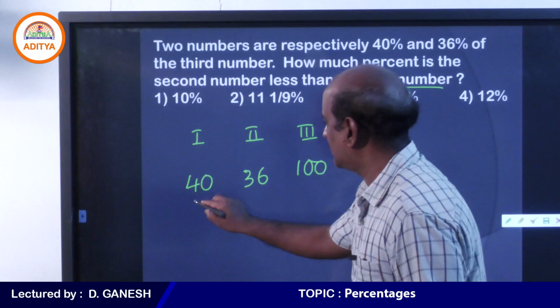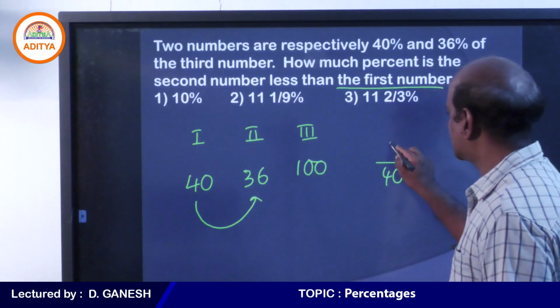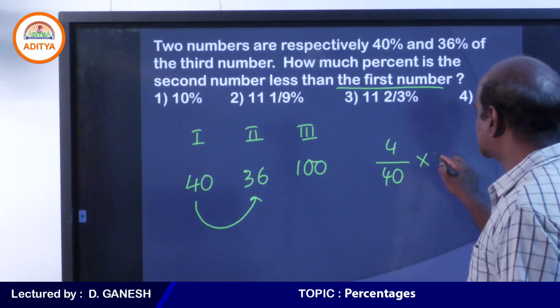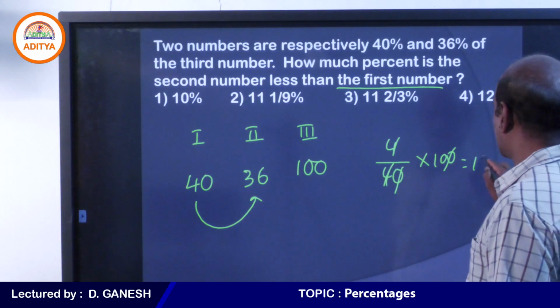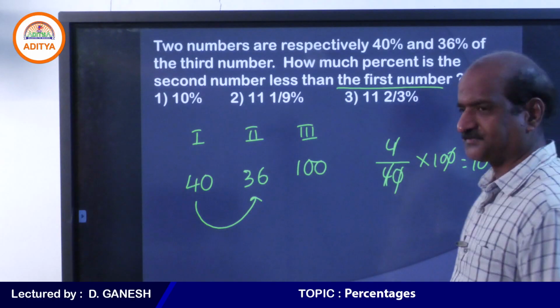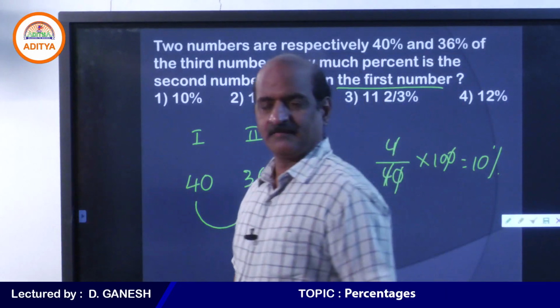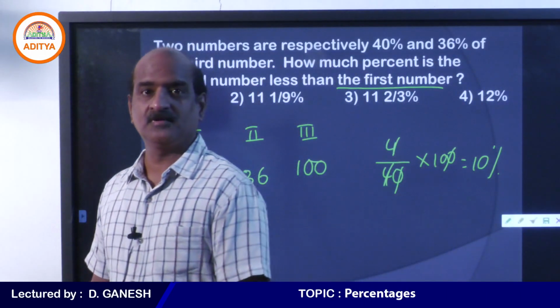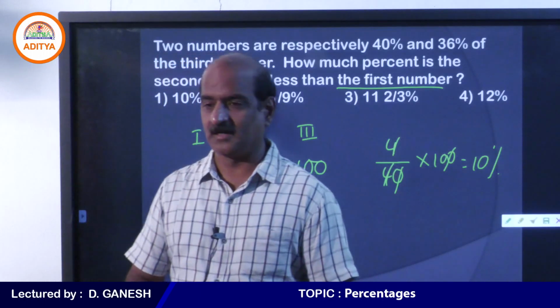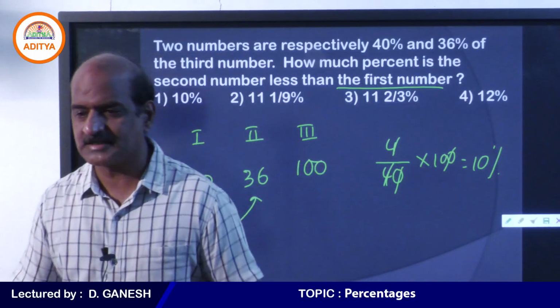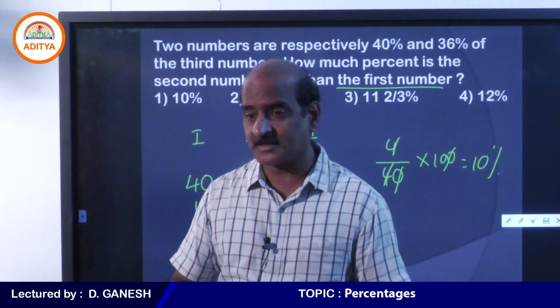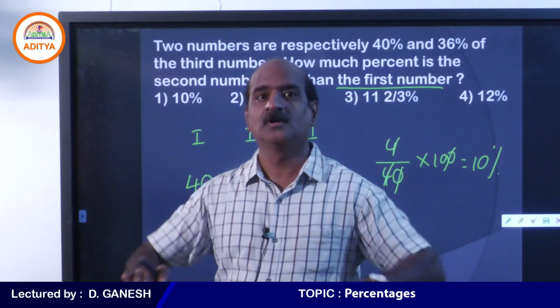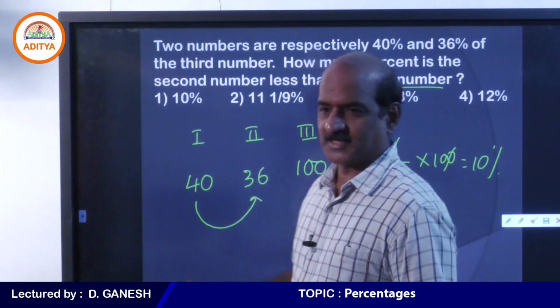So, when comparing with the first number, how much percent is the second number less? 4 less. Therefore, my dear students, if we cancel, your answer will be 10%. So, when comparing with the first number, the second number will be 10% less. Do you understand that? First and second numbers are 40 and 36, neither more nor less. I hope you understand this.